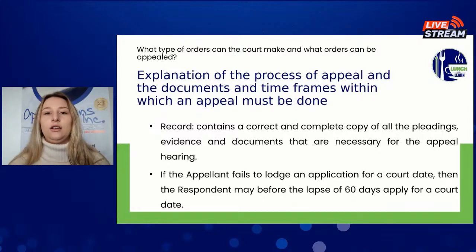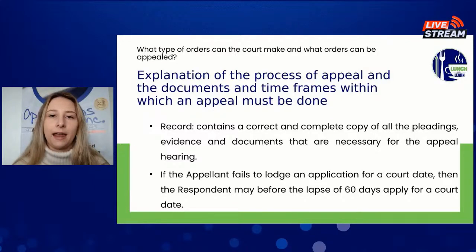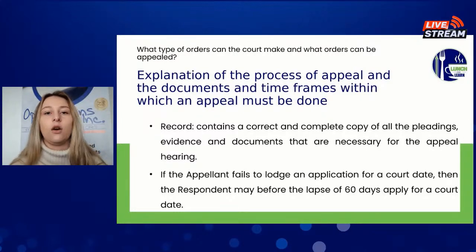So that's a mouthful. Just to recap, the appellant will note their intention that they wish to appeal the magistrate's decision in terms of the maintenance court. They note this intention, and then within 40 days, they apply in writing to the registrar for a date on which the appeal can be heard in the High Court.